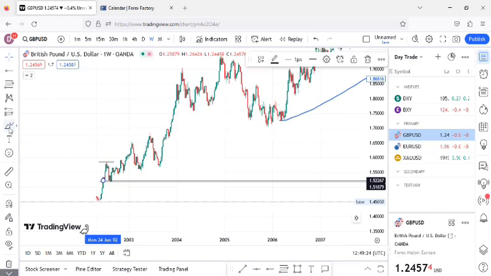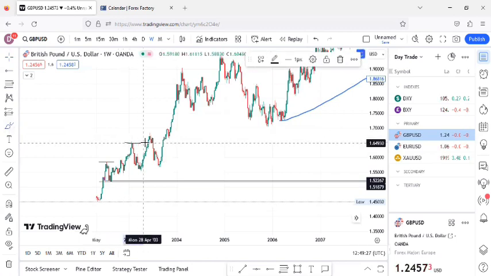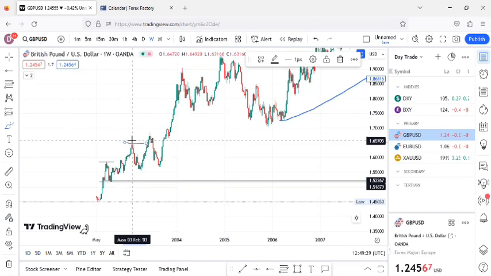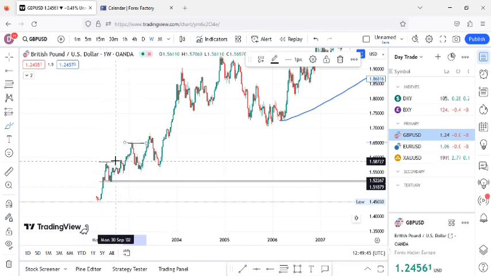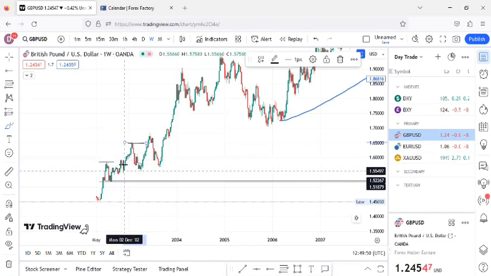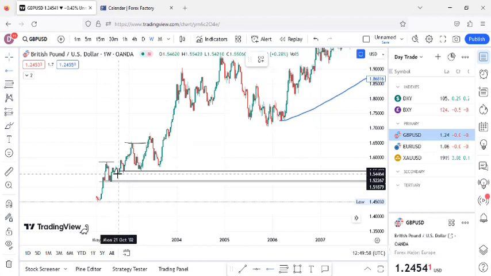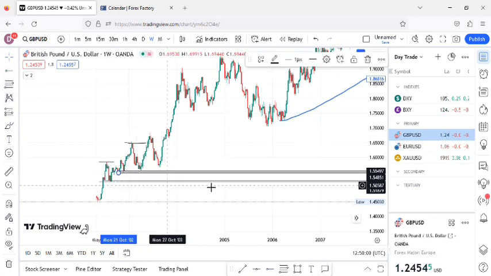Now after a pullback again from this level, we call this one a structure now. After a break here, it pulls back to this level, break, pull back. Now, if you look in between this place now, we have a break here and a pullback. That means this particular leg is a level that you also need to consider. The moment there is a break of structure, you need to consider the leg that broke that structure.